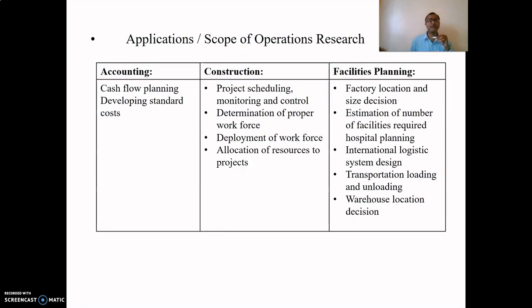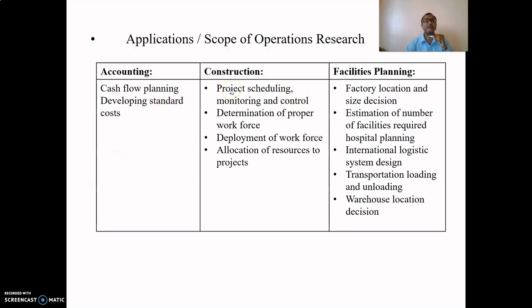As told earlier, there are different types of departments in the industry, like the design department, marketing department, sales department, store department, etc. Everywhere a decision is to be taken, and that individual decision is going to affect the entire objective of the industry or the organization. In accounting, the role of operations research is for cash flow planning or the development of standard cost. Those things you are going to learn in this decision making.